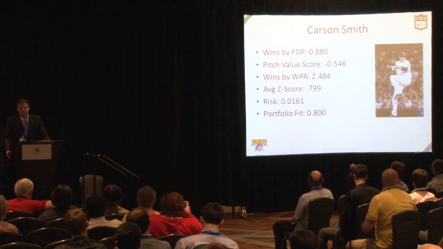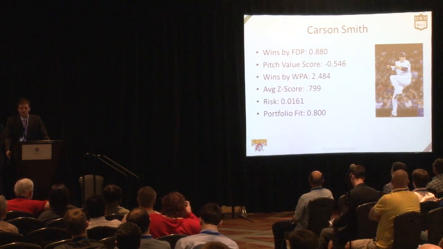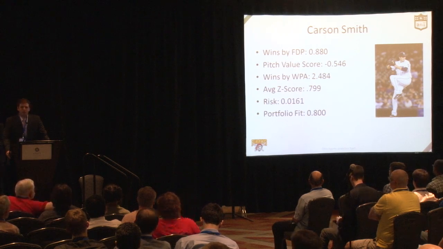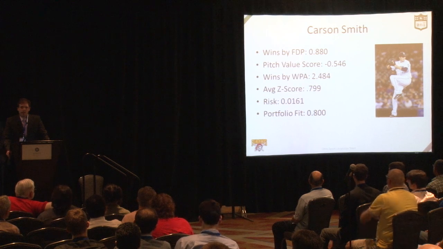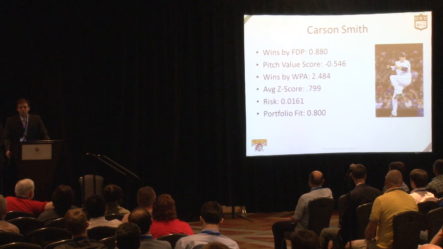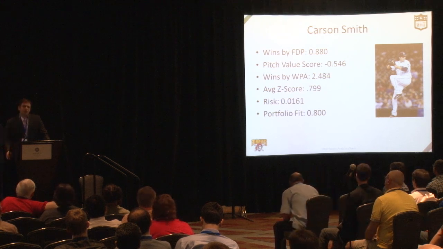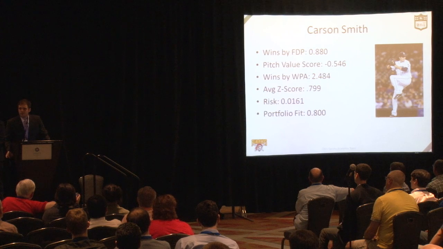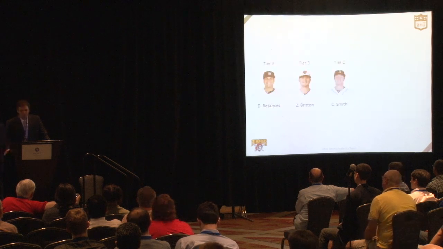Our first Tier C selection was newly minted Red Sox Carson Smith. He scored very well across all three performance metrics, giving him an average Z-score of .799. This was, by a pretty wide margin, the best Z-score in Tier C. His risk metric of .0161 didn't raise any eyebrows, and his portfolio fit of .8 was a nice complement to Betances and Britton, both of whom are better against left-handers than right-handers. All things considered, we felt very good about Carson Smith as our first Tier C selection.